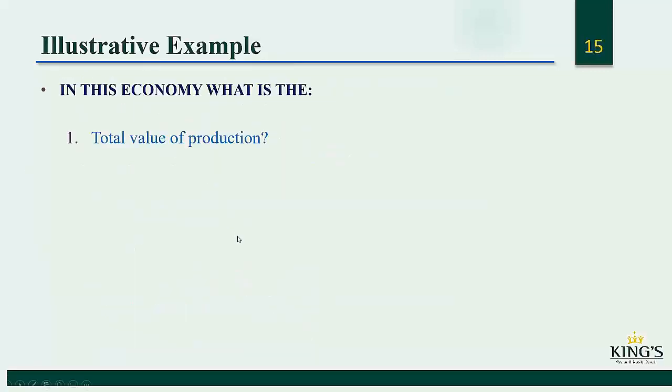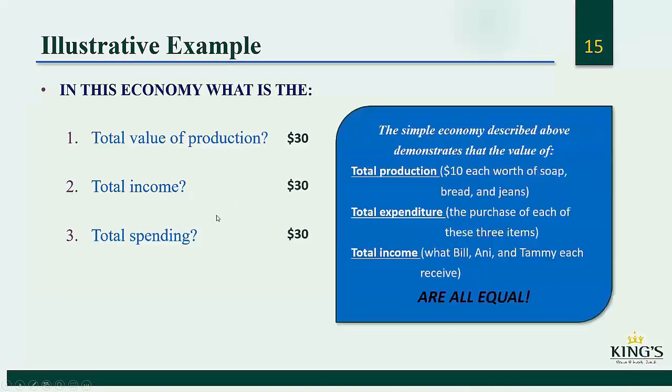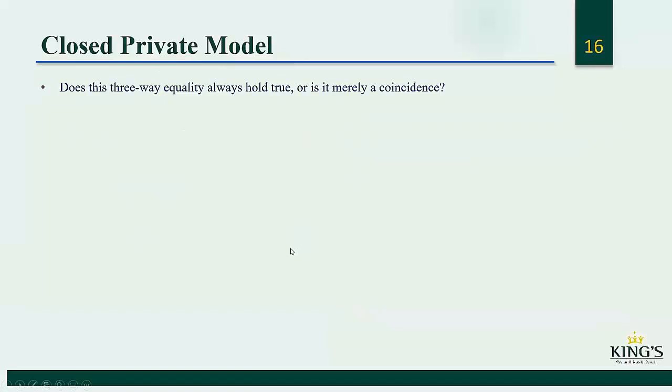Well, then what is the total value of production? $30. What is the total value of income? And what is total spending? Also $30. So it should be kind of clear right now. This simple economy clearly illustrates the equality of all of these 3. So here we had total production, which is the final value of all goods and services, which happen to be, in this example, $10 each. The total expenditure was clearly, each time they spent money was $10, so 30. And total income, each made $10 from selling their goods. And so all of these are equal.